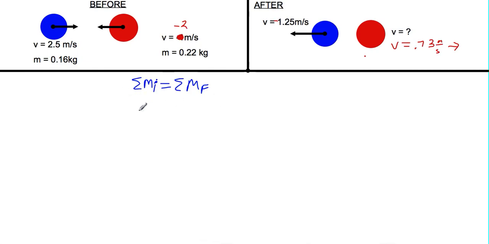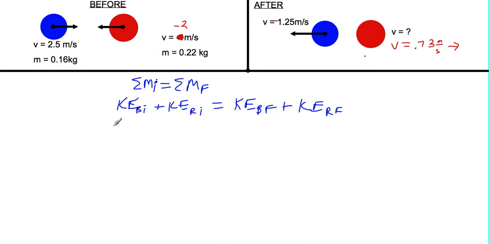What type of energy are we dealing with here? Well, it's not moving up or down, so it can't be potential. It's only moving right and left, so that makes it kinetic energy. So it's the kinetic energy for the blue initially plus the kinetic energy for the red initially, which must equal the kinetic energy for the blue final plus the kinetic energy for the red final. If this is equal, it's an elastic collision. If this side doesn't equal this side, then it turns out to be inelastic.